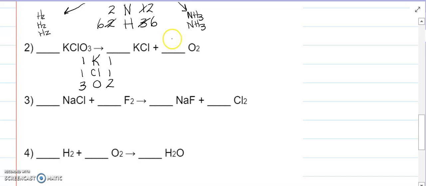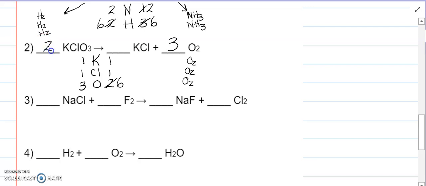So I know that if I have 3 pieces of O2, that gives me 1, 2, 3 pieces of O2, that's 2, 4, 6. That gives me 6 pieces of oxygen. Now that doesn't affect anything else because O2 is by itself. But over here, if I want 6 pieces of oxygen, 2 times 3 is 6.